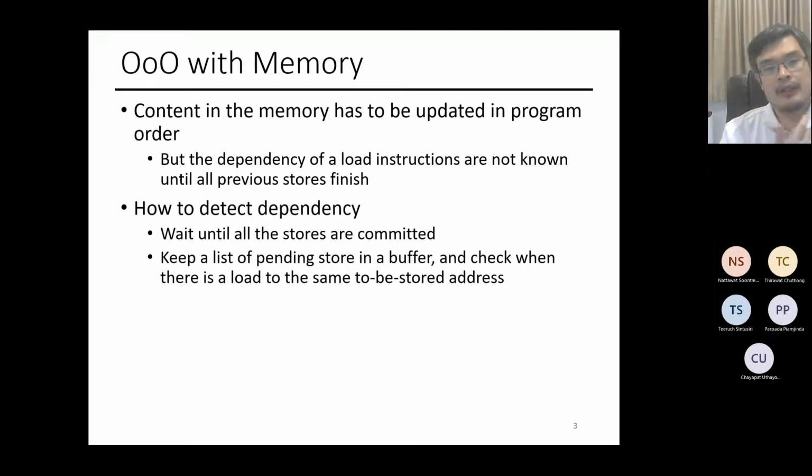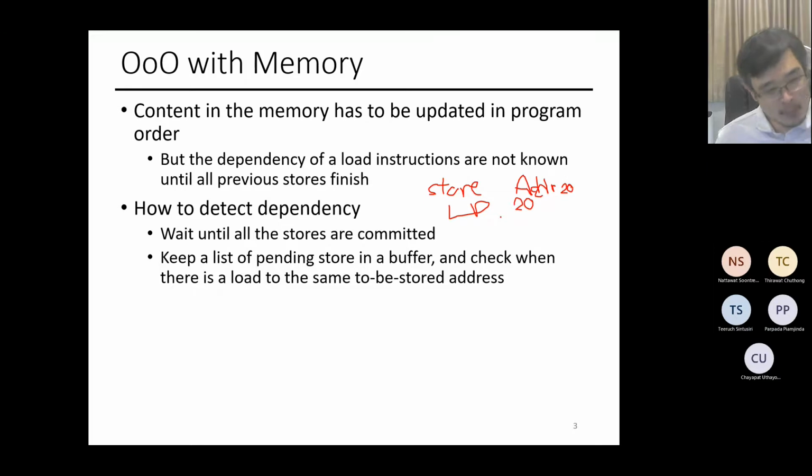Now, the key here is first, how do we detect the dependency? Should we just wait until all the stores are committed, or should we figure out, okay, if I want to write some content to this address, let's say address 20? You store to address 20, and then you have a load instruction to address 20 afterward. What can you know?